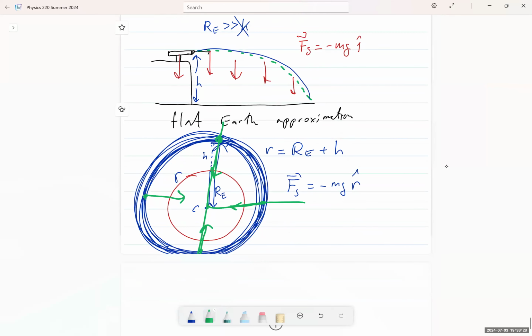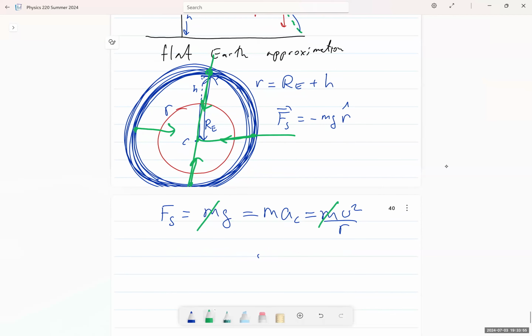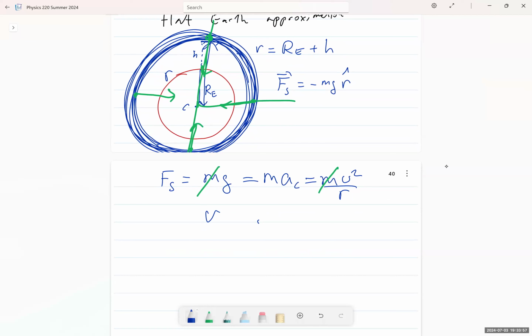All right, so what we can do here is this. Since my gravitational force, which is equal to mg, is the only force acting as a centripetal force, and the centripetal force is equal to mass times centripetal acceleration, or mass times speed squared over the radius r, I can cancel the mass, rearrange, and solve for the orbit speed.